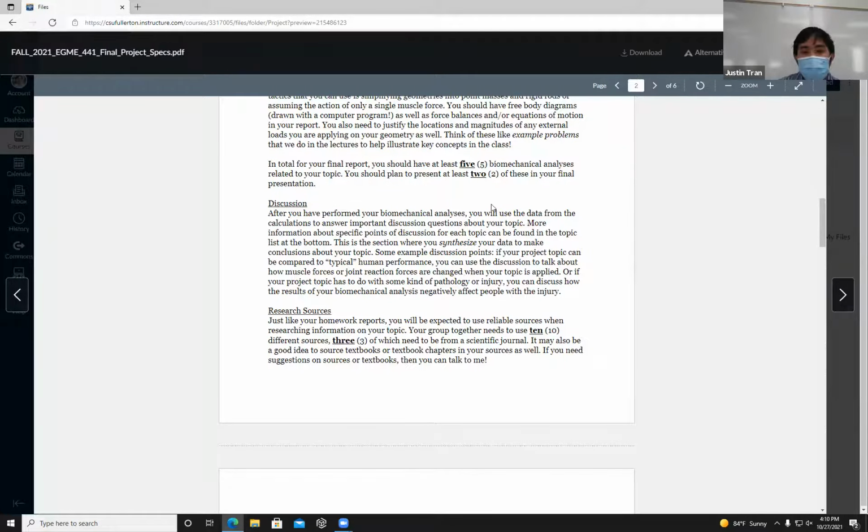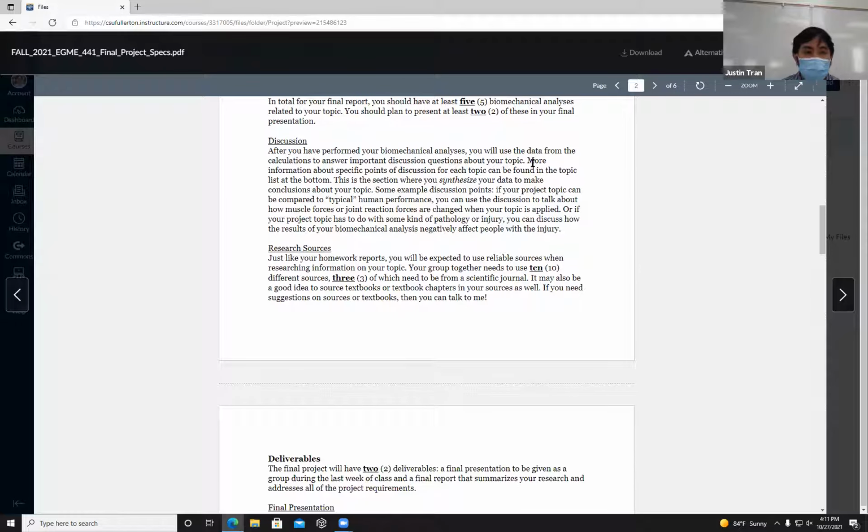So what are those muscle forces? What does that say about how a cat is designed? What is it about a cat's body that makes it optimal for performing these actions? Those are the kinds of questions I want you guys to think about and answer in your discussion section. And every topic's really different.